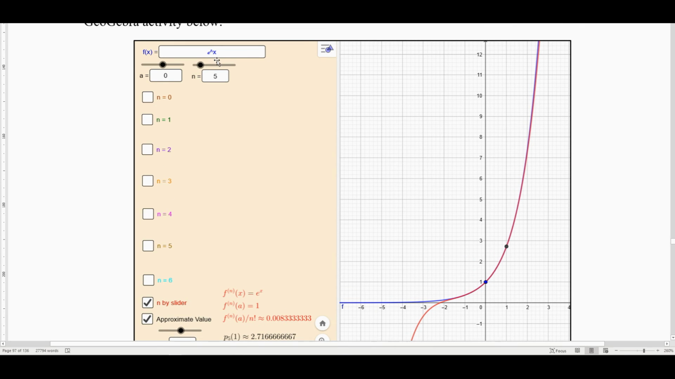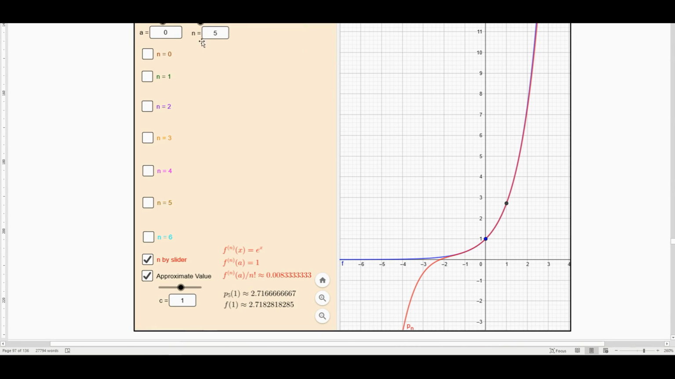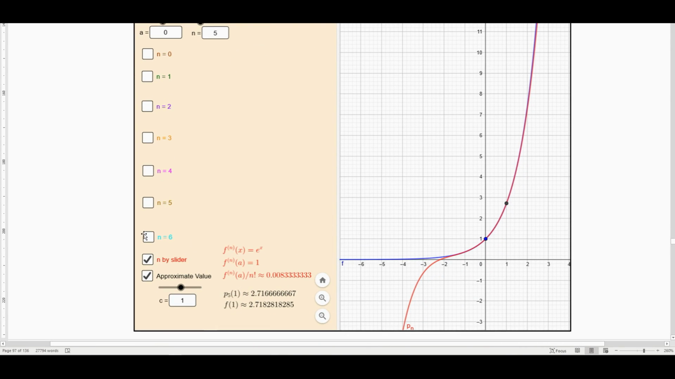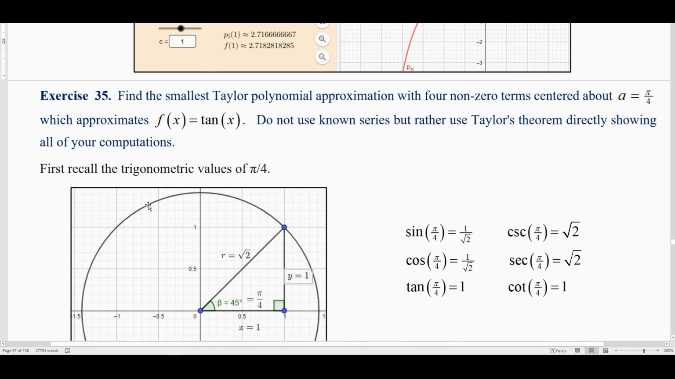Here I just did the same application we were using a while ago. I changed the function to e to the x, changed the centering point to 0, and looked at n equals 5. I just slid this over to 5 and used the n slider to give the red one, and then worked out that approximation.